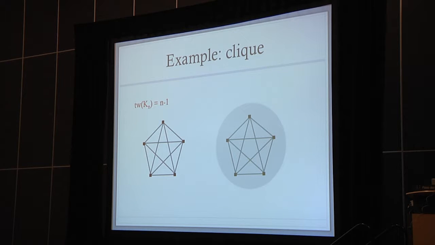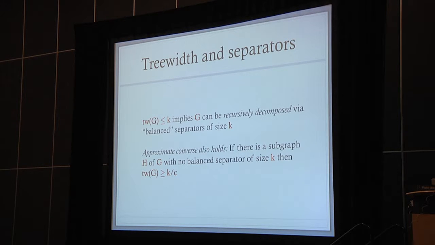On the other extreme, we have the complete graph, and the tree width of a complete graph is basically n minus 1, and the trivial tree decomposition, which is put everything in one bag, is essentially the optimal tree decomposition. Okay? All right? So I want to go back. Now, I started out with separators, and then I went to this formal definition of tree width.